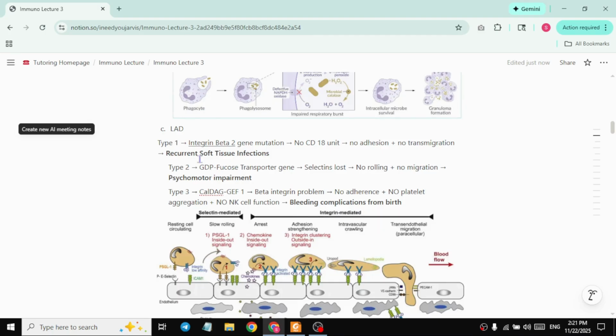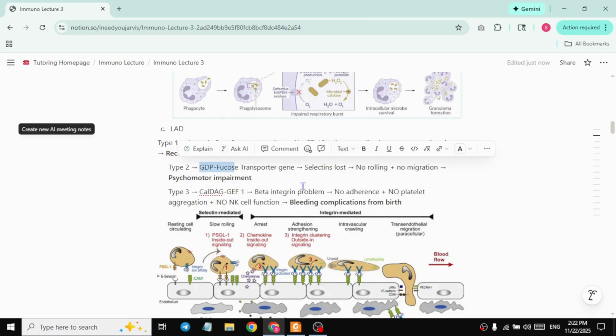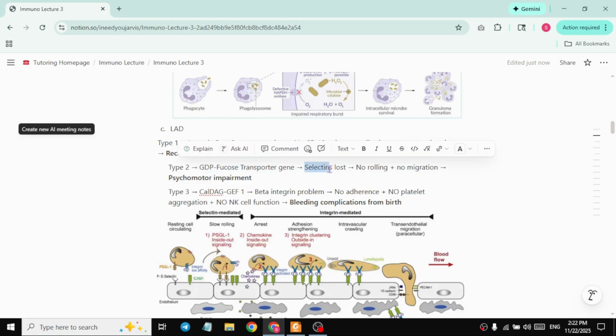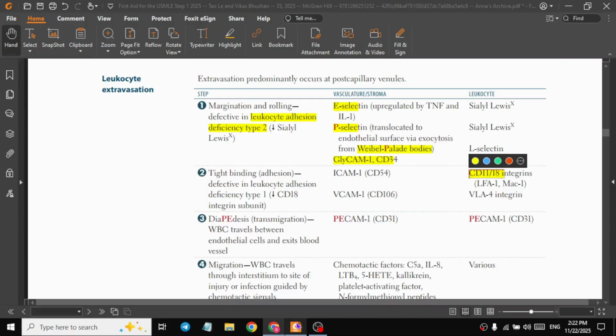Type 2 is a defect in the GDP fucose transporter, okay? The thing is, if this gene is lost, you cannot make any selectins anymore. And if selectins are not there, what is going to happen? No rolling, no further migration, all of that, right? So you see, usually type 2 is over here, okay? Type 1 is over here, type 2 is over here, right?